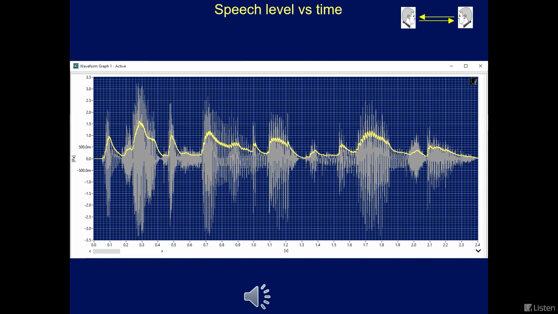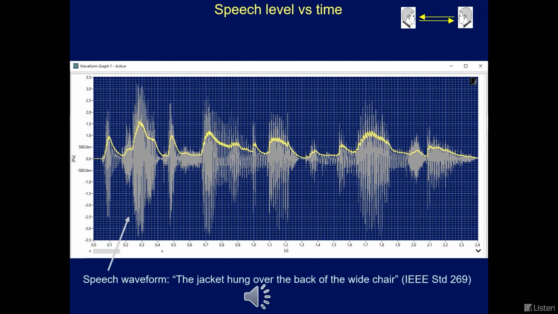Now, speech levels versus time, what does that look like? The speech waveform is indicated in gray. The level versus time is shown in yellow. You might say it's smoothed out. That's technically not totally true, but it is one way of looking at it. And the amount of smoothing depends on the time constant. Actually, in the standards, there are 2 different time constants in use, which the sequence implements.